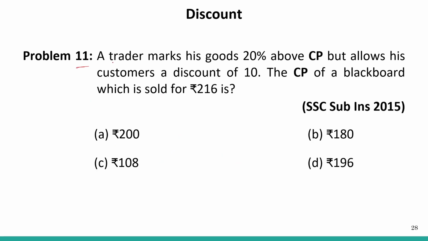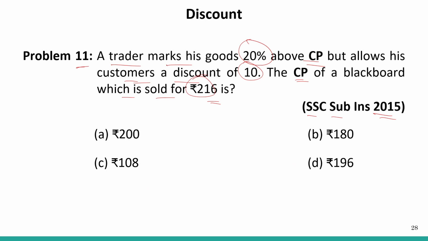So let's see problem number 11. A trader marks his goods at 20% above the cost price, but allows his customers a discount of 10%. So the CP, that is the cost price of a blackboard, which is sold for 216 rupees, is equal to what? This question has appeared in the SSC Sub Inspector 2015 exam. Option A is 200, B is 180, C is 108, and D is 196. So let's see which among these four is actually correct.